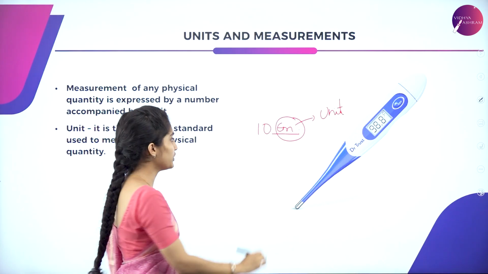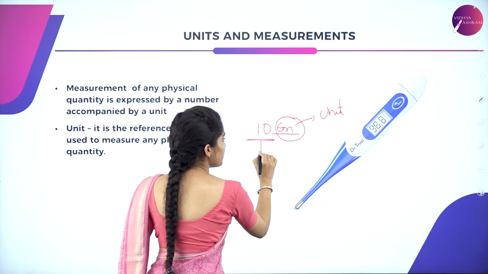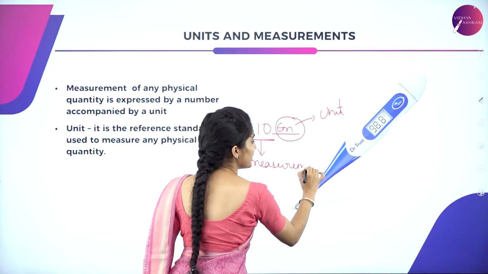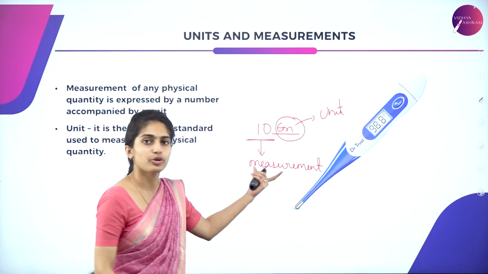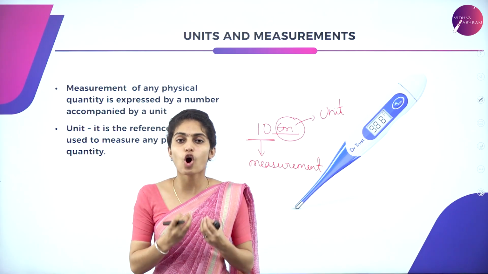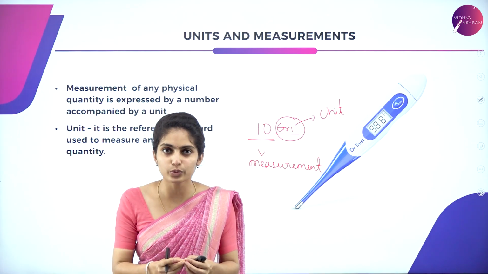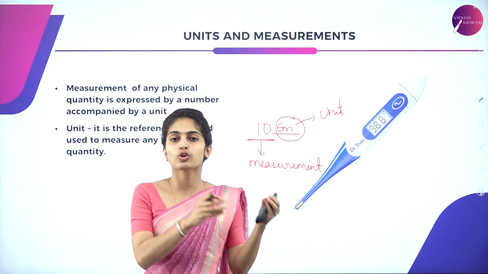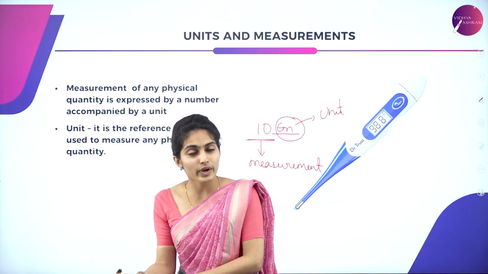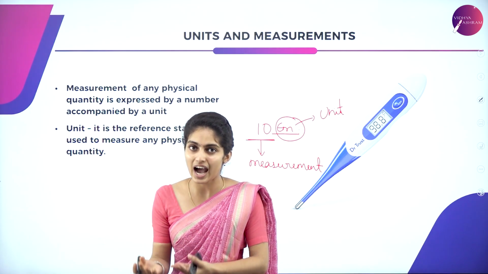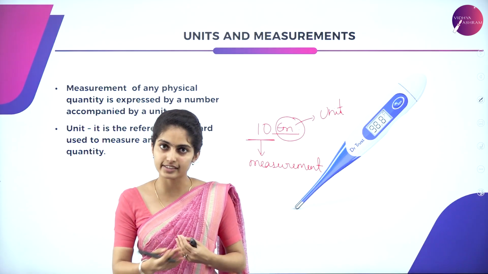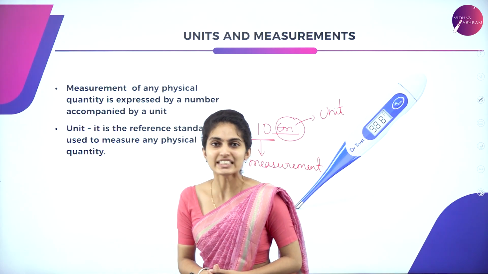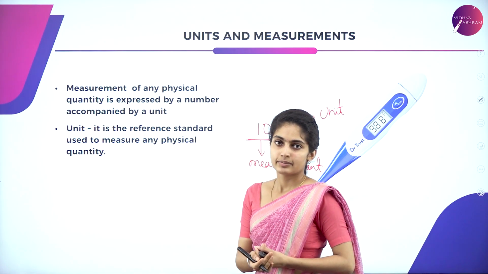This is known as unit, and whatever we have measured, this is in terms of number and it is called as measurement. The measurement will always come along with the unit so that we will get to know whether we are measuring the length or the weight or a height or a distance, anything like that. Okay, so this is all about unit and measurement.